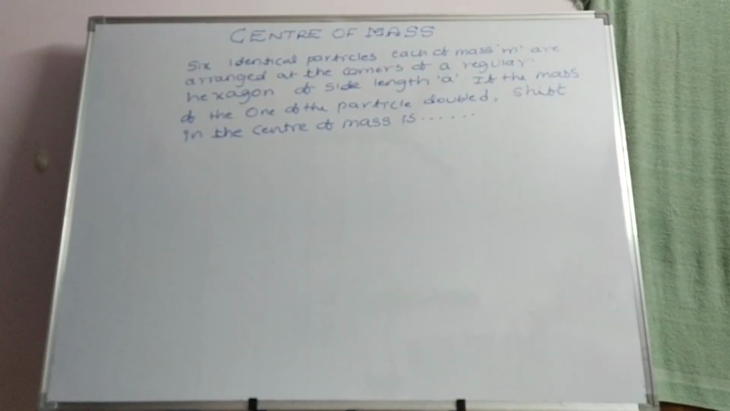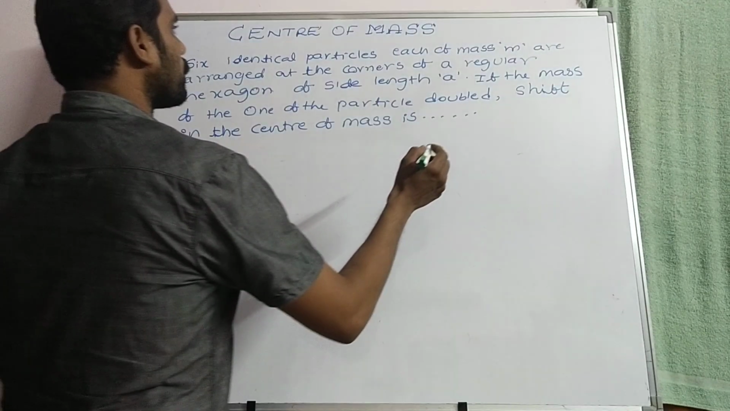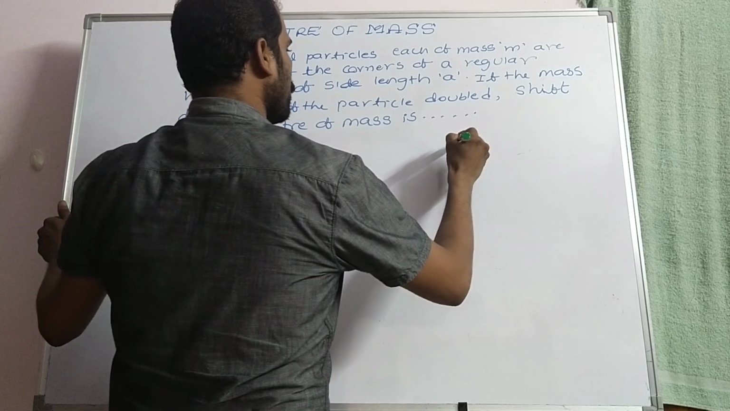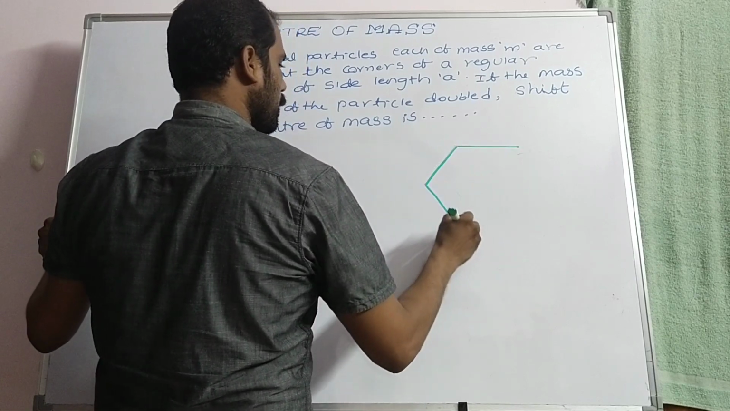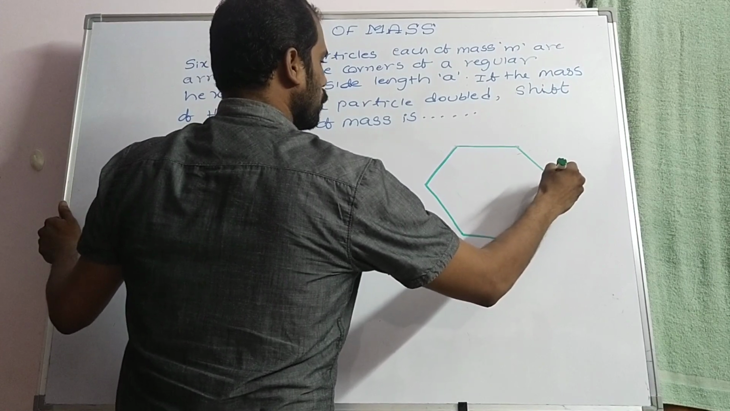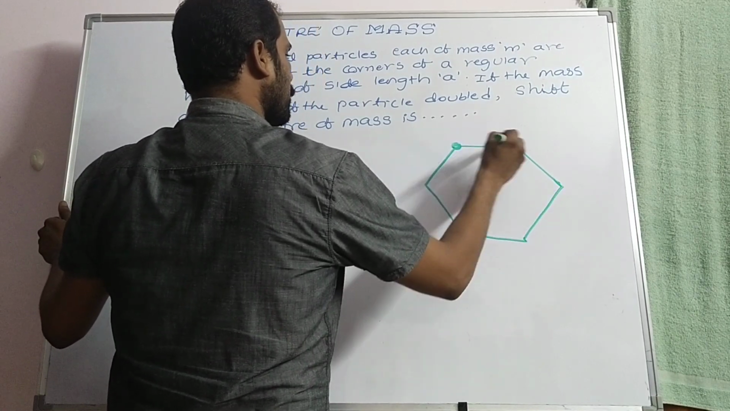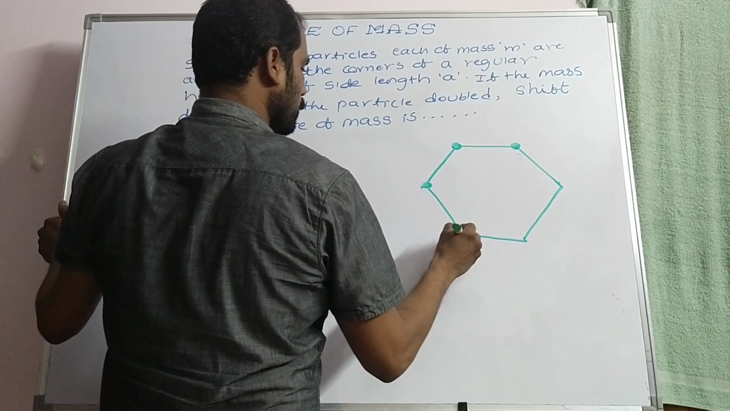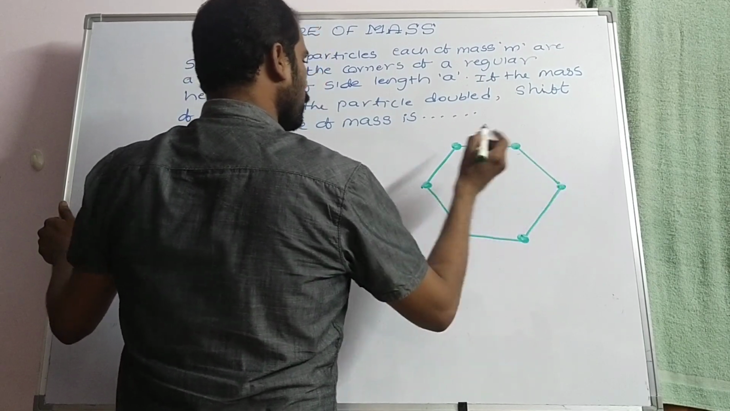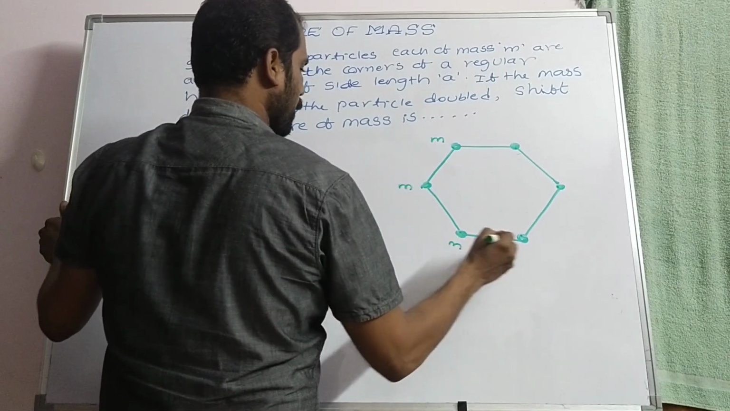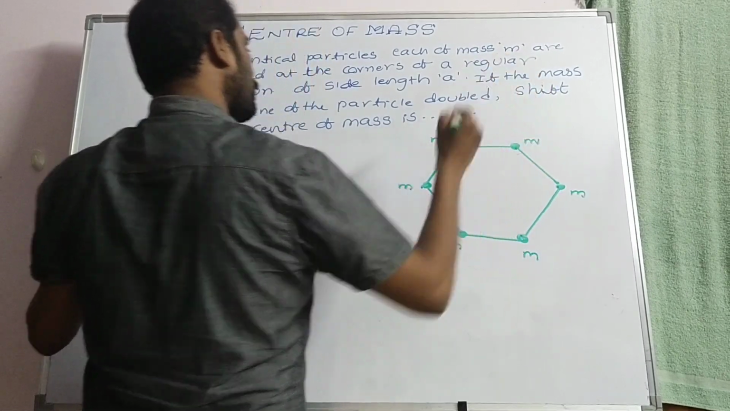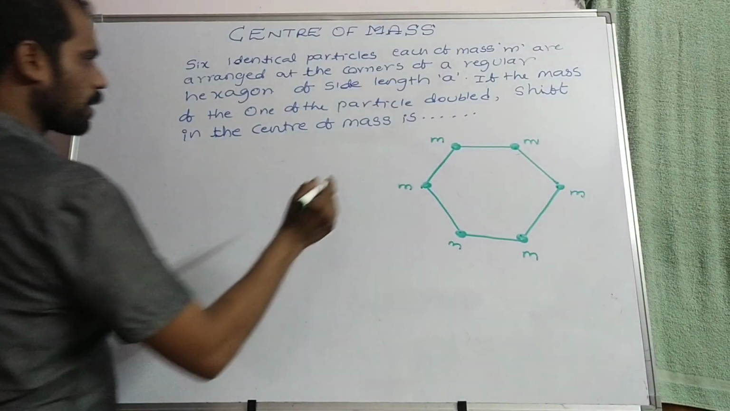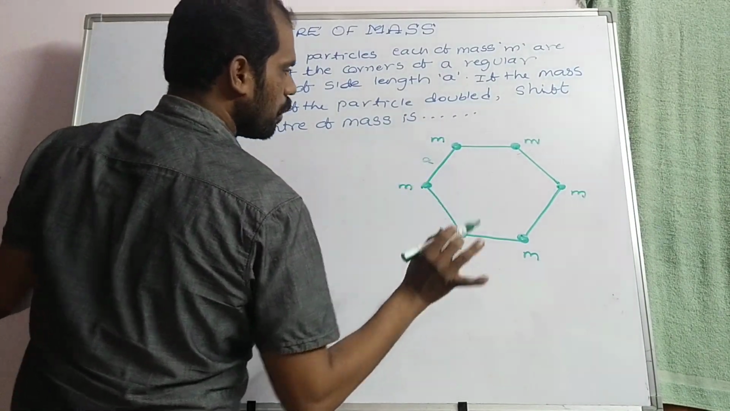Now here we have 6 identical particles, each of mass m, arranged at the corners of a regular hexagon of side length a. If the mass of one of the particles is doubled, find the shift in the center of mass. See here, we have a regular hexagon with masses m at each corner. So this is the system, with side a; all sides are the same.